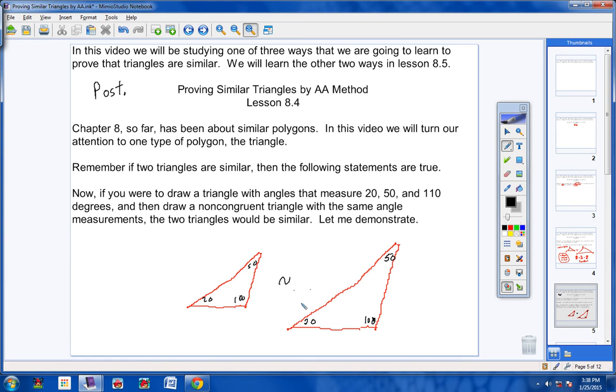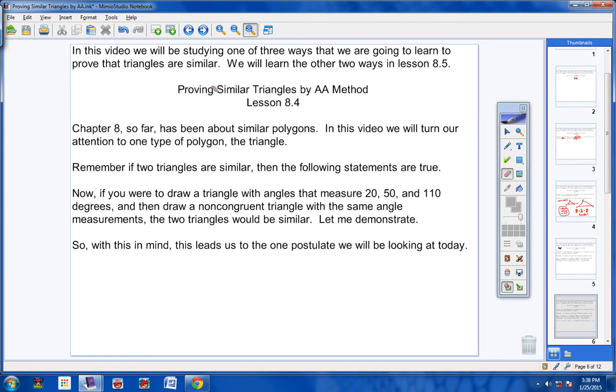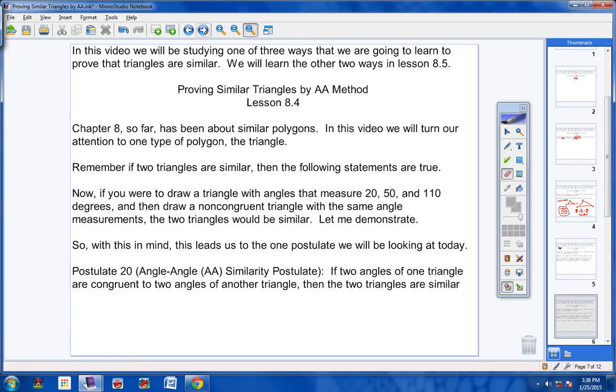Okay, now I hope that makes sense to you. Jumping off of that premise, we're now going to say this, okay? Watch carefully. With this in mind, this leads us to the one postulate that we're going to be looking at today, okay? So here it is. Please watch carefully, or please copy this down. Postulate 20, the angle, or we also call it AA, similarity postulate. If two angles of one triangle are congruent to two angles of another triangle, then the two triangles are similar.